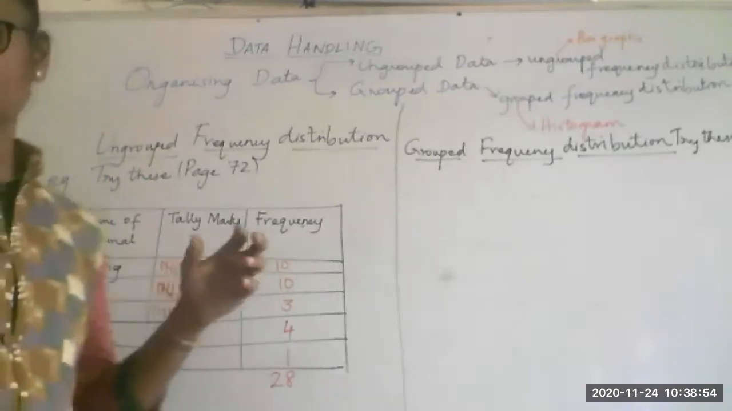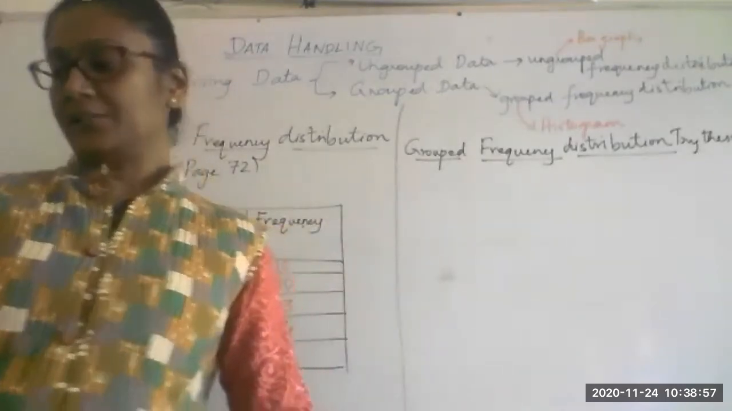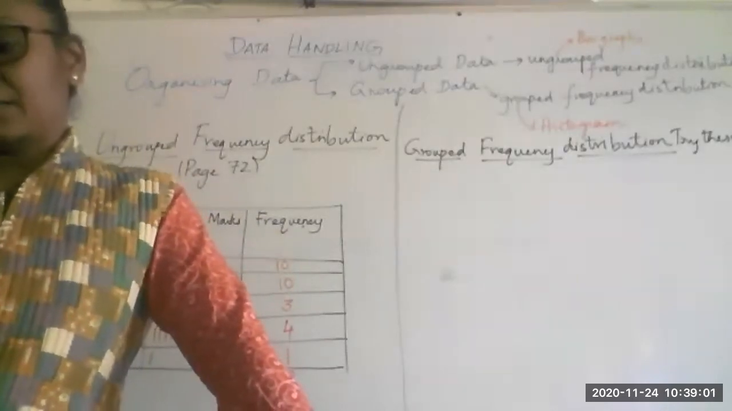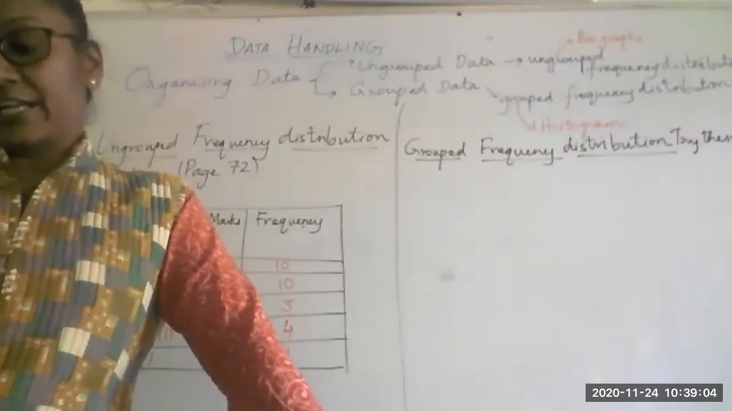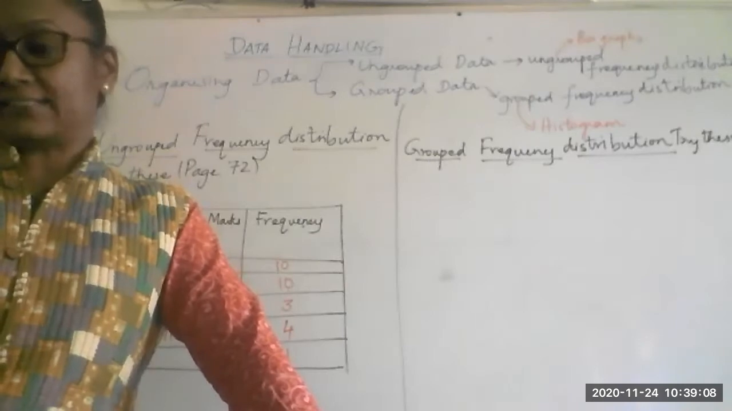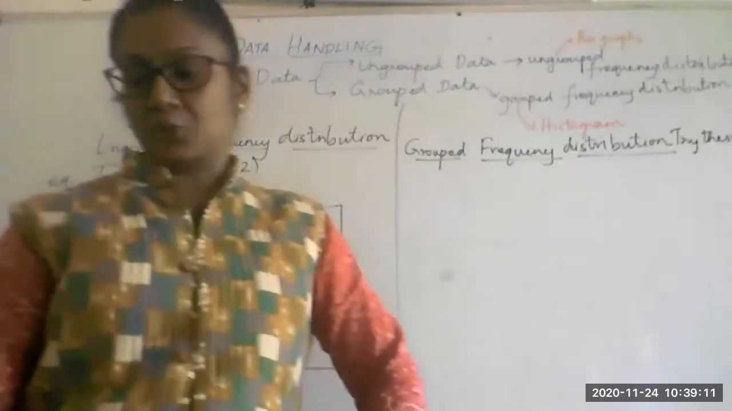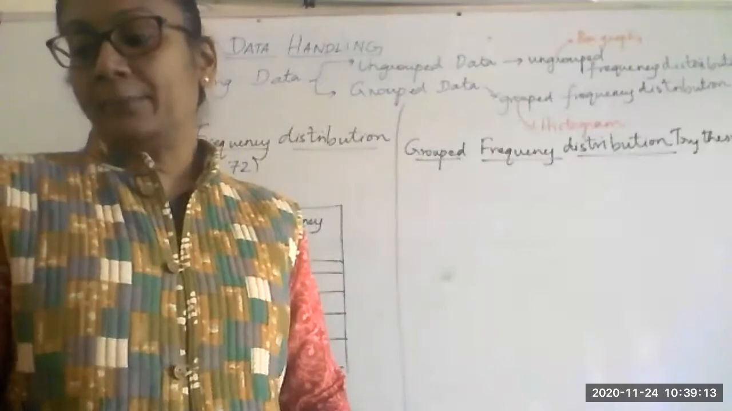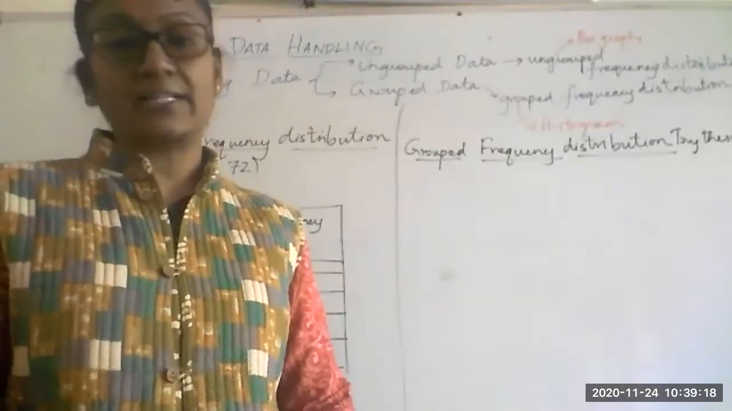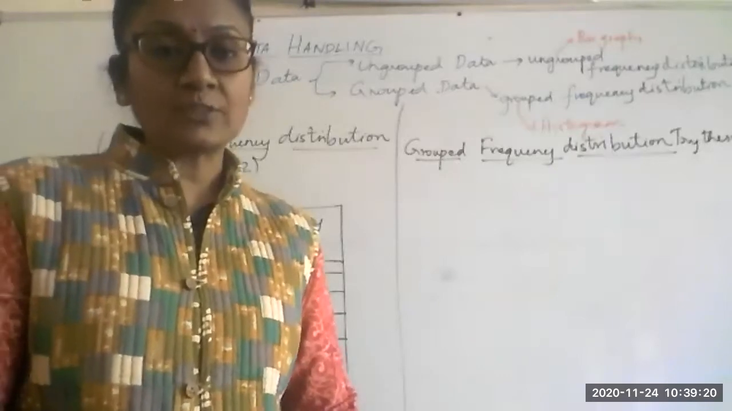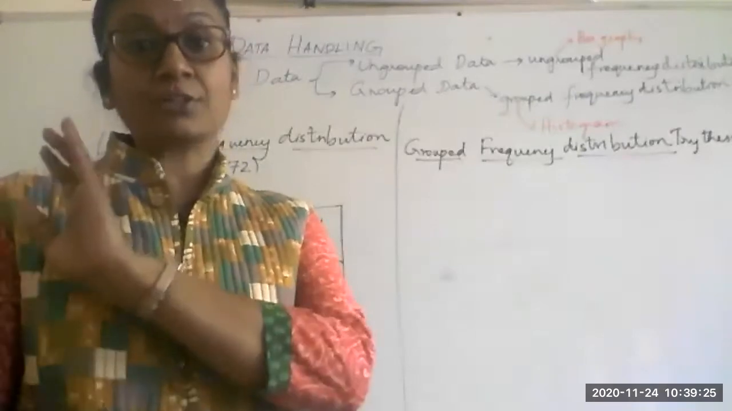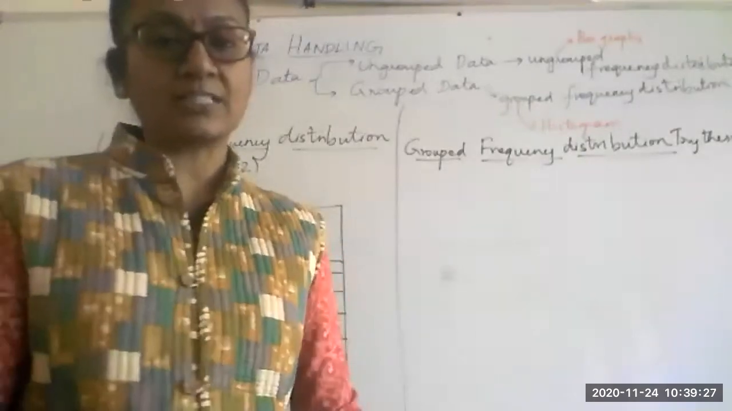Now, if I have data of this kind, continue looking at your textbook, page number 72. I have raw data for the marks obtained by 50 students in a mathematics test. I am on the same page, page number 72. Can you see how it is given? One person scored 21, the second person has scored 10, then 30, 22, etc. Like this, the scores are just written down in a continuous manner for the students in the class.